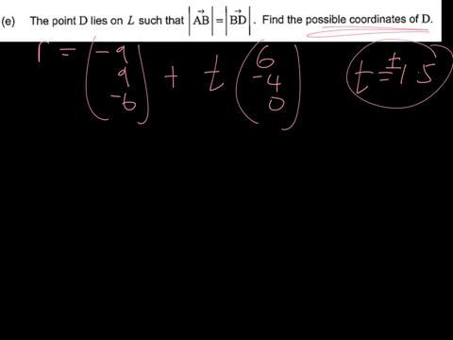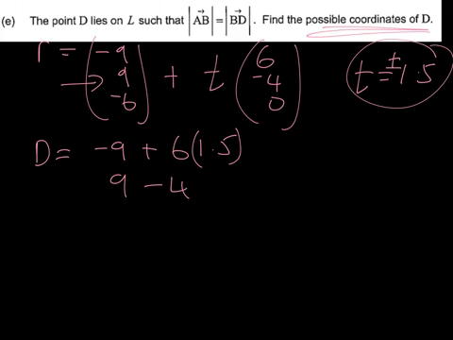The first one then, we are going to say that the point D could be negative 9 plus 6 times 1.5, and then looking at the middle line here, the j component, 9 minus 4 times 1.5, and then just minus 6. So that would give us the point 0, 3, negative 6.